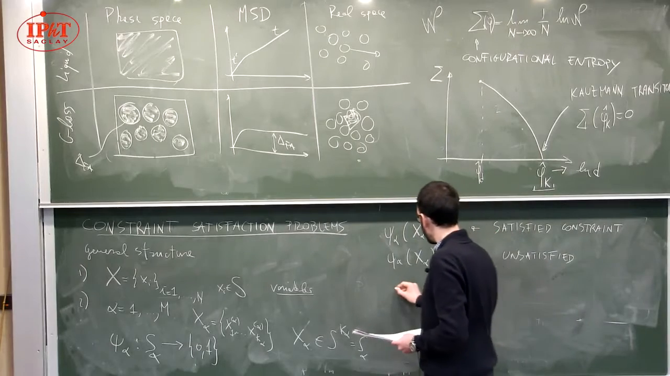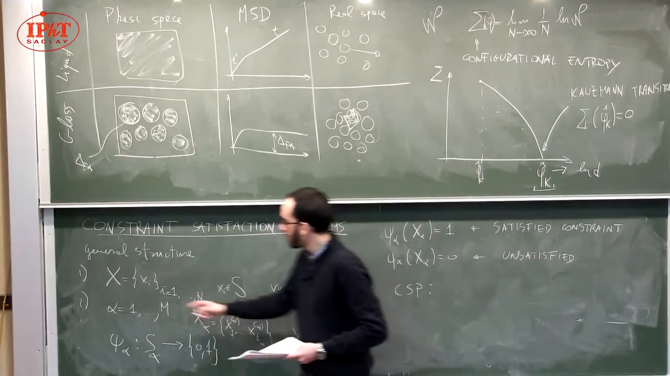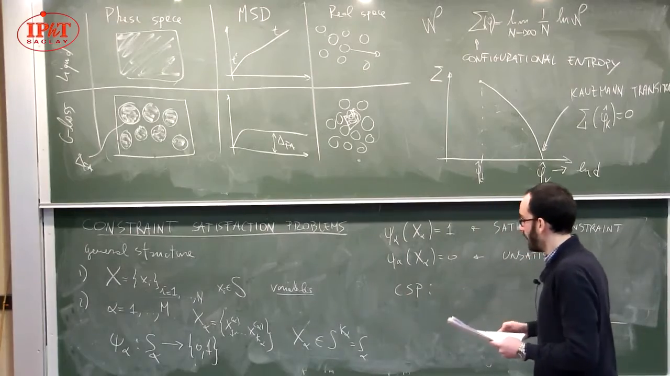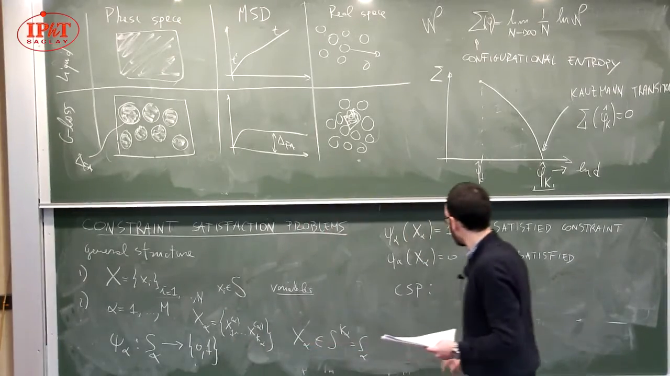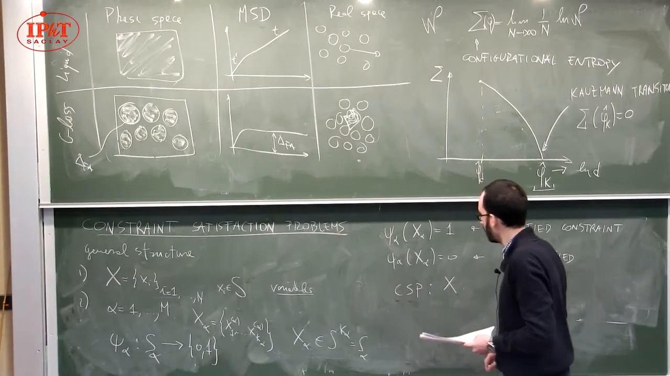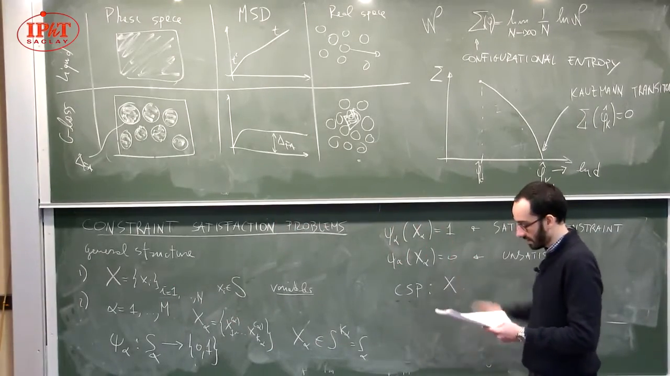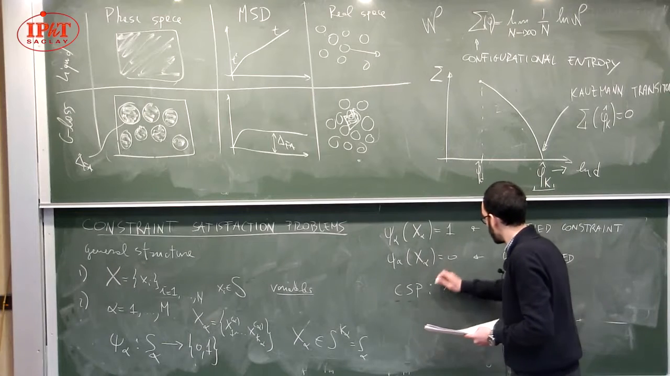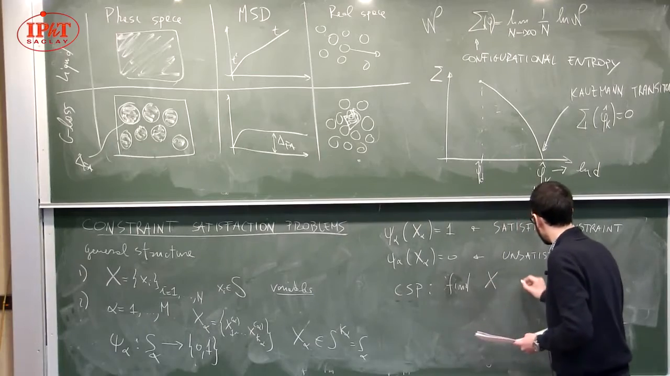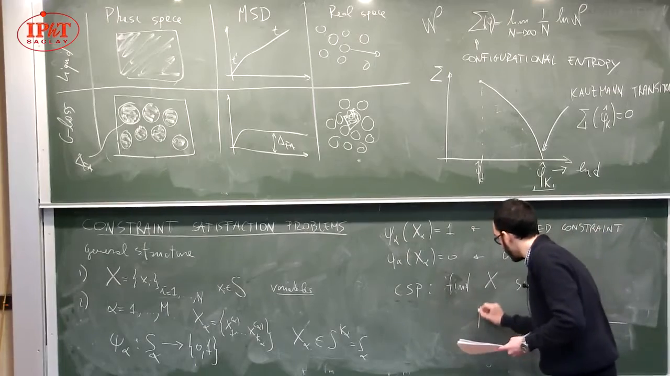Okay, so the CSP, the constraint satisfaction problem, given the nature of the variables, which means given the set in which they take values, and the nature of the constraints, is just to find an assignment x for the variables such that all these constraints are satisfied. So what you can do is, the CSP is to find an x such that the product of the psi alpha is equal to 1.